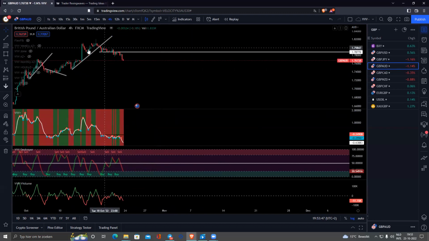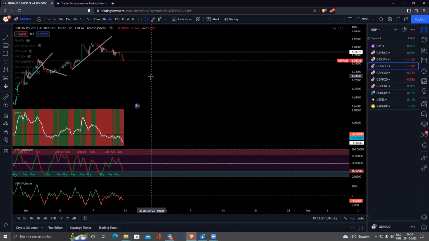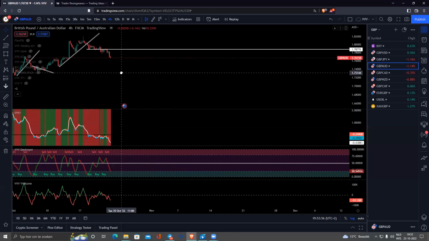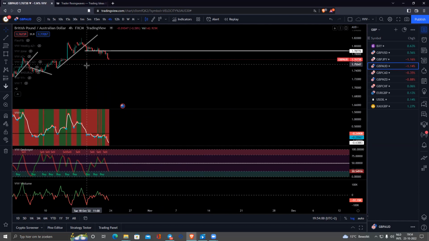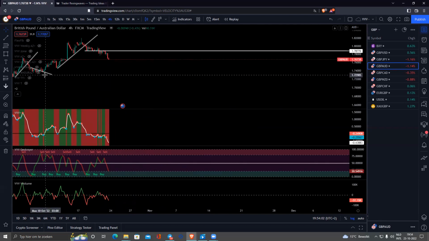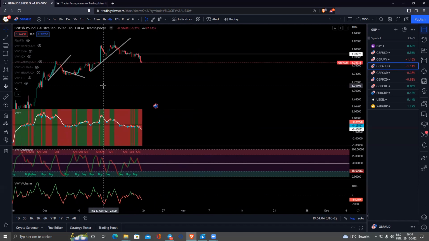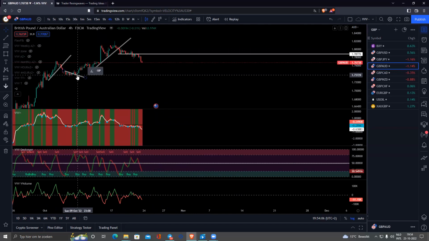So basically, when you're drawing the trend line and you see the cross on the VV, it's a sign that you're drawing your trend line well, because that is what it's actually based on. It was also divergence. Nice one.